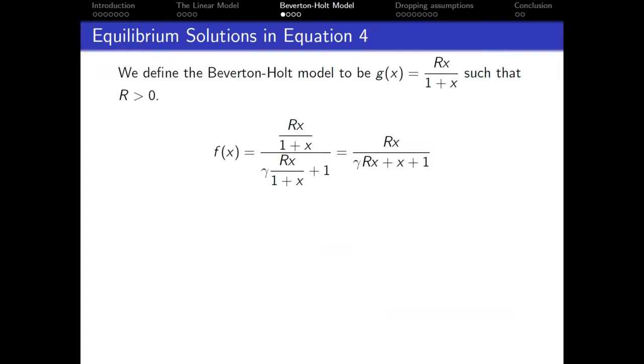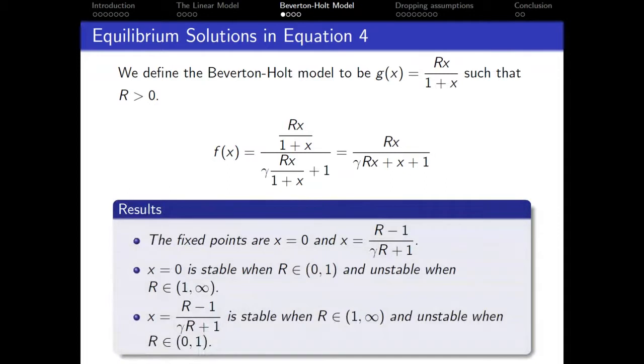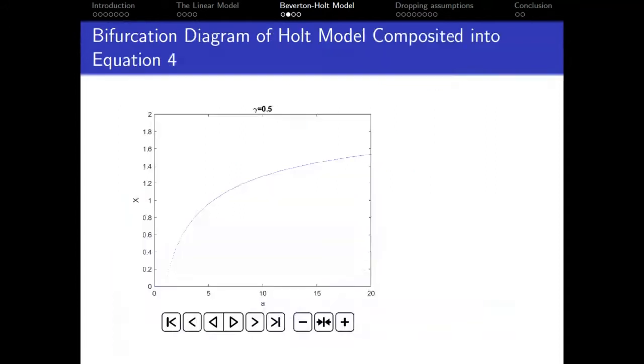Once again, we perform algebraic calculations and find that the fixed points for this are x equals 0 and x is equal to r minus 1 over gamma r plus 1. X equals 0 is stable when r is between 0 and 1, and unstable when r is between 1 and infinity. X equals r minus 1 over gamma r plus 1 is stable when r is between 1 and infinity, and unstable when r is between 0 and 1. Here's the bifurcation diagram for that.